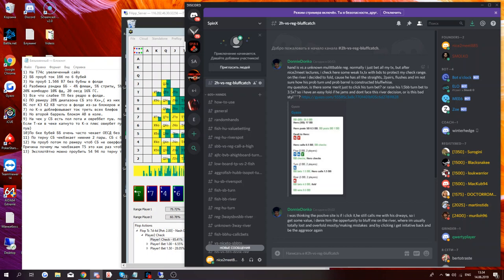My question is that merit just to click his turn bet or raise his 1.5 big blind turn bet to 3.5 so I have an easy fold if he jams and then face the river decision, so is this bad style? Yeah, it's not bad.